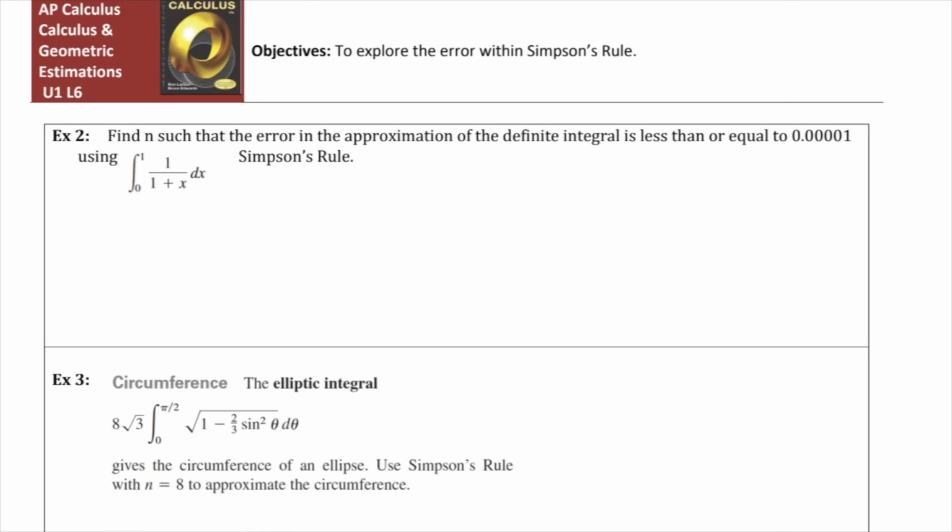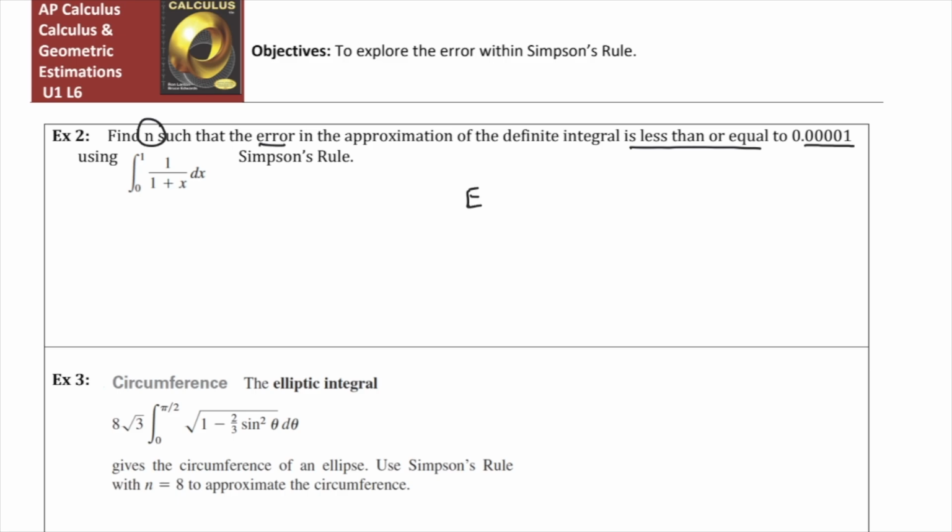For our second example, we're looking at the problem in a different way. We want to find the n value such that the error in our approximation for a definite integral is always less than or equal to 0.00001, given this function.